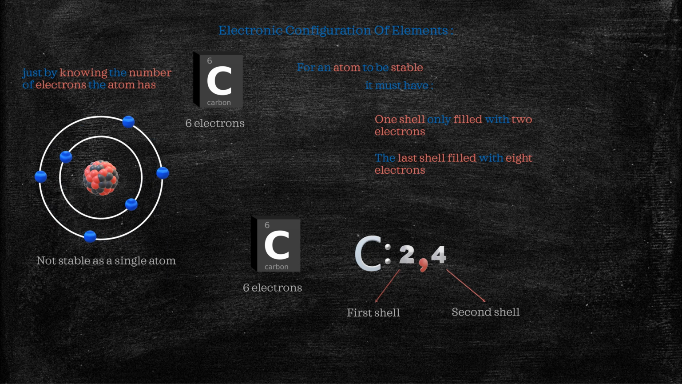You should also remember how to work out the electronic configuration for the first 20 elements in the periodic table and how to draw them in rings.